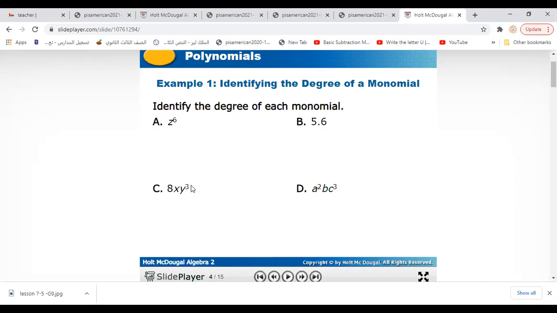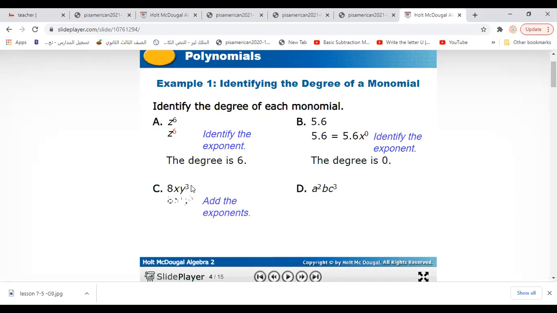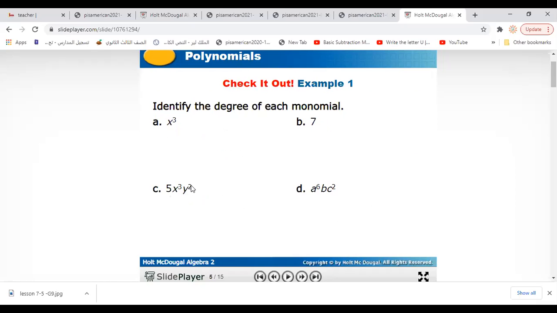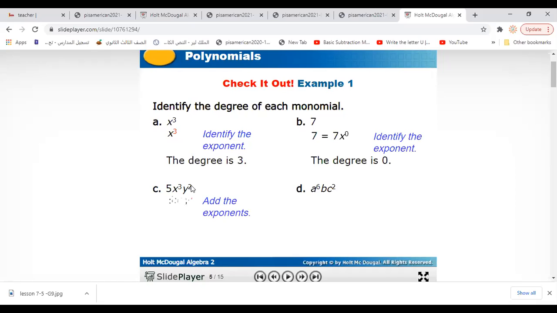Debolina, question number D. 6. How did you find it? We add all the exponents together. So for the first one, the degree is 6. For the second one, it is 0. For the third one, it is 4. For the fourth one, it is 6. Thank you. These are more examples of how we can find the degree of a monomial.